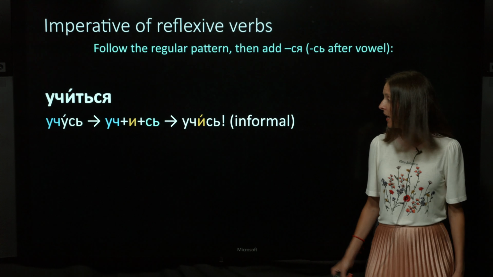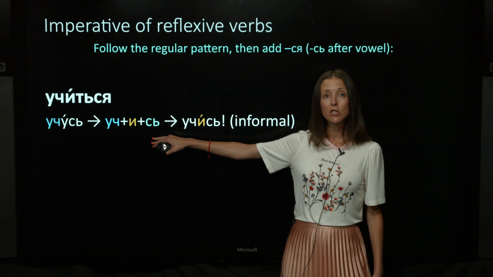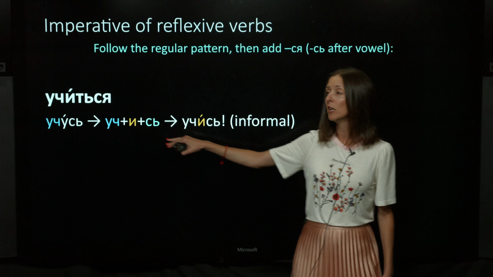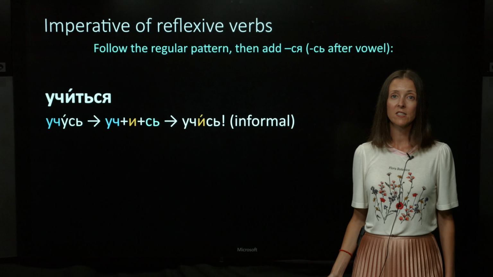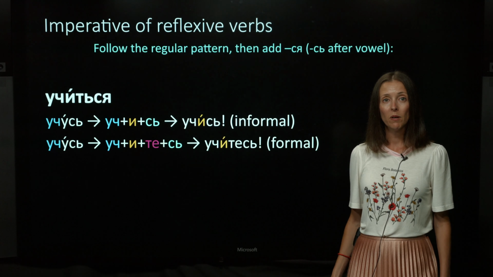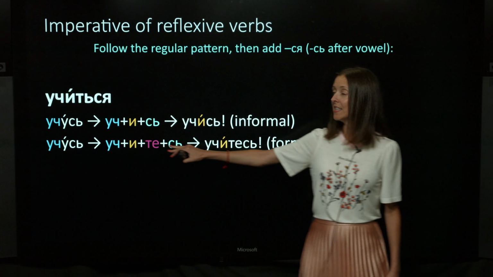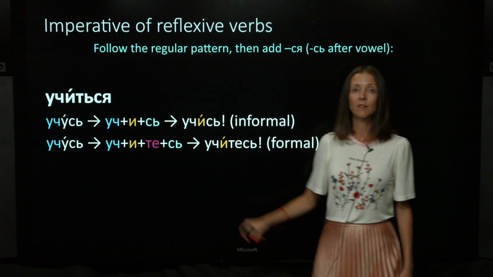Учи, and then you will add the reflexive particle, which is spelled сь after a vowel. Учись. You will use this form for informal requests. For plural and formal, you will also insert the те. Учитесь.